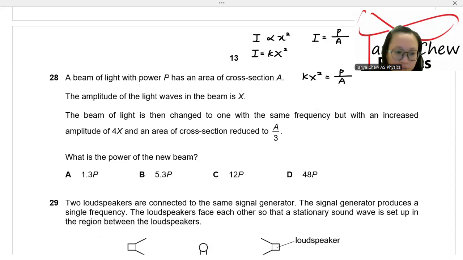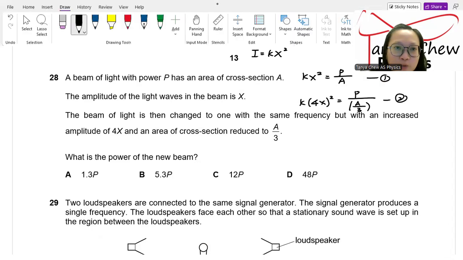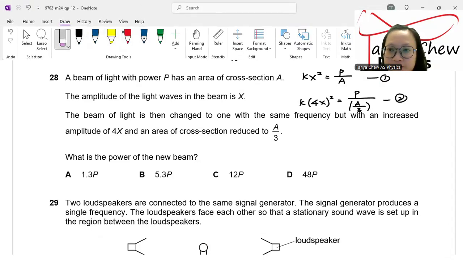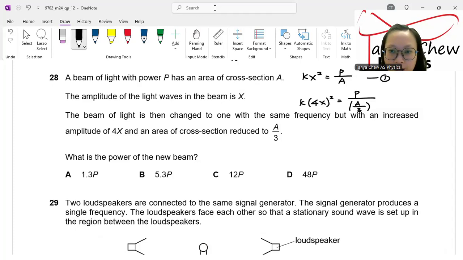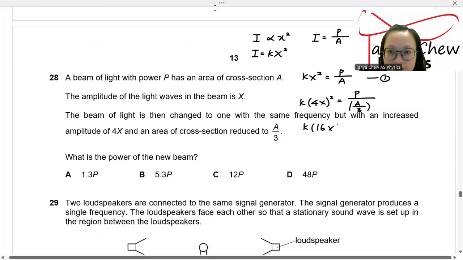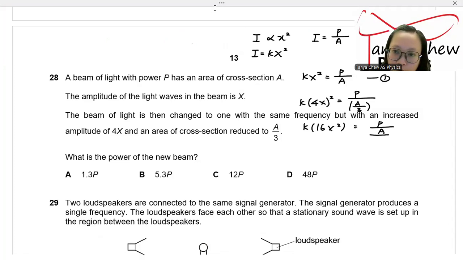First, this is my first expression. Now, intensity amplitude has been changed to 4x. So 4x, the whole thing you square, and then power over A over 3. Second equation: without the second equation first, I need to simplify this first. This is K 16x squared is equal to P A over 3.